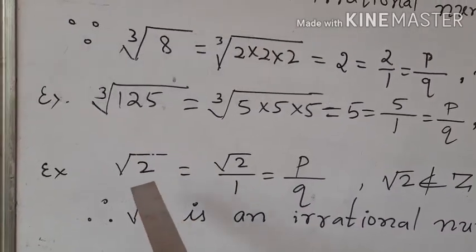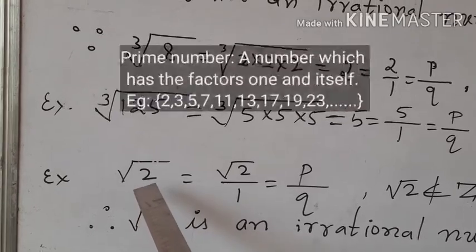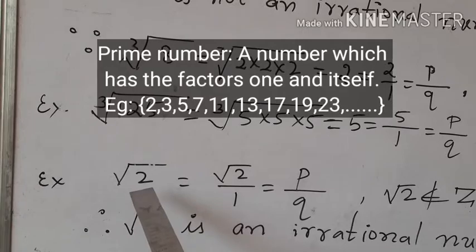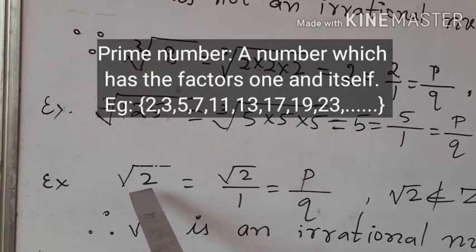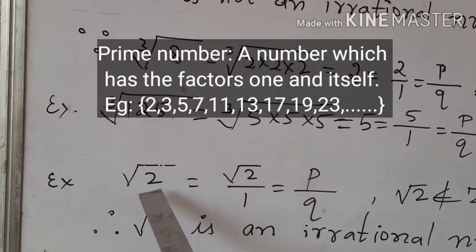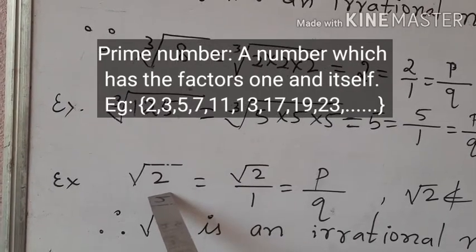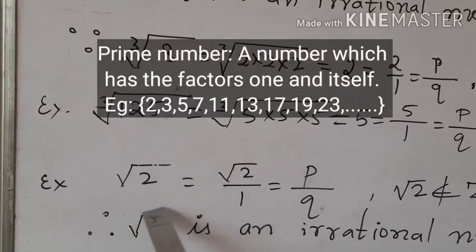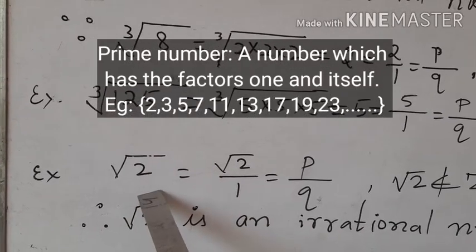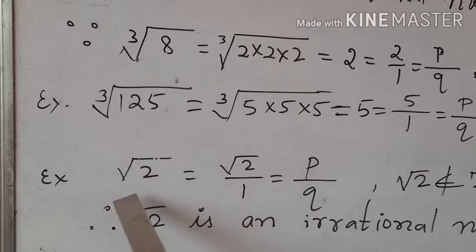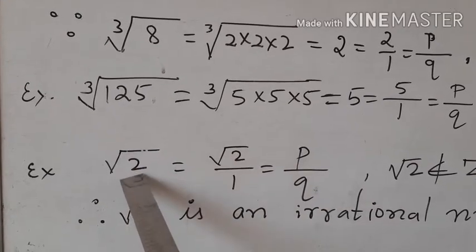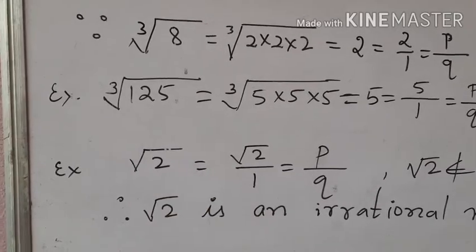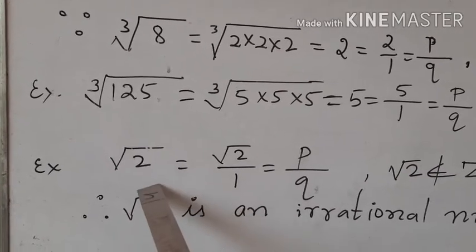Children, in your previous classes you have learnt about the prime numbers. A prime number is a number which has the factors 1 and itself. If any number, other than 1 and itself, doesn't have any factors, such numbers are called prime numbers. See here, under the square root mark there is 2, right? And this 2 is a prime number. That is why root 2 must be an irrational number.